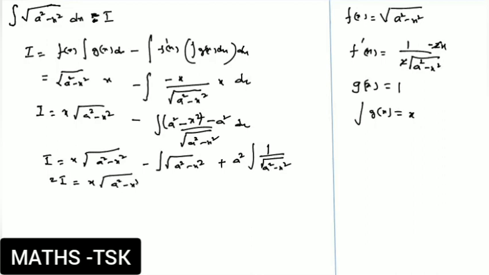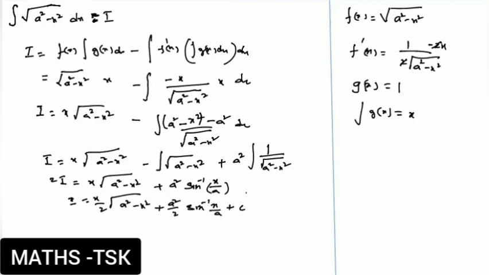plus a square into the formula of this, which is sin inverse of x by a, for 1 by root of a square minus x square. The formula is sin inverse. So what I can write is I is equal to x by 2 root of a square minus x square plus a square by 2 sin inverse of x by a plus c, right?